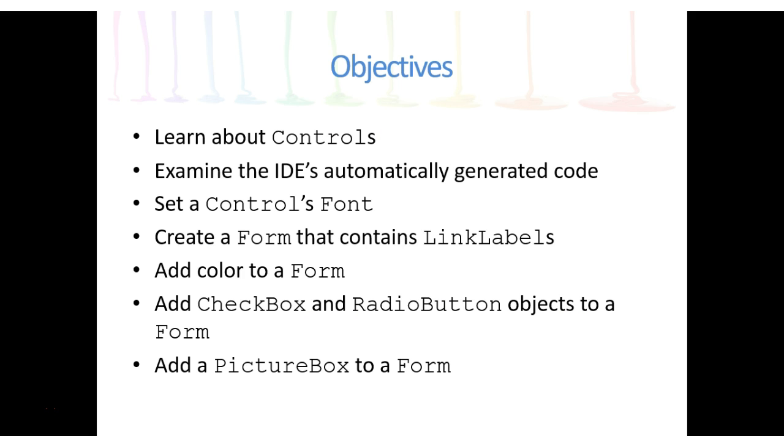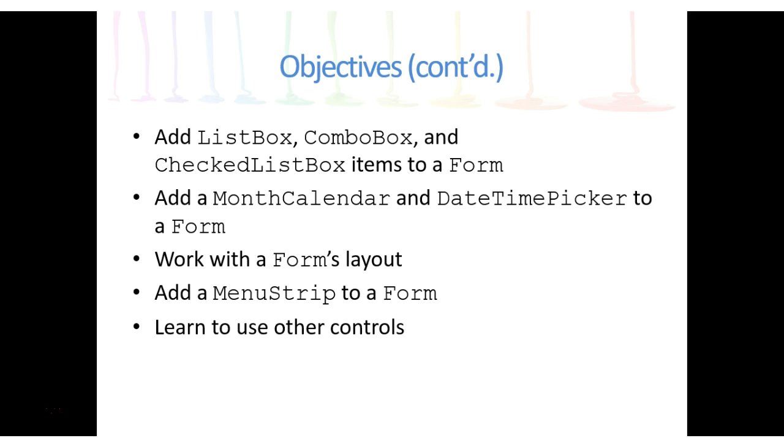The purpose of this lesson is to learn about controls, how to examine the IDE's automatically generated code, how to set controls' fonts, how to use link labels, how to add color to a form, how to use checkboxes and radio buttons and add those to a form, how to add pictures to a form, how to use the list box, combo box, and checked list box, how to use the month calendar and date time picker, how to work with the form's layout, how to use menu strips, and other types of controls.